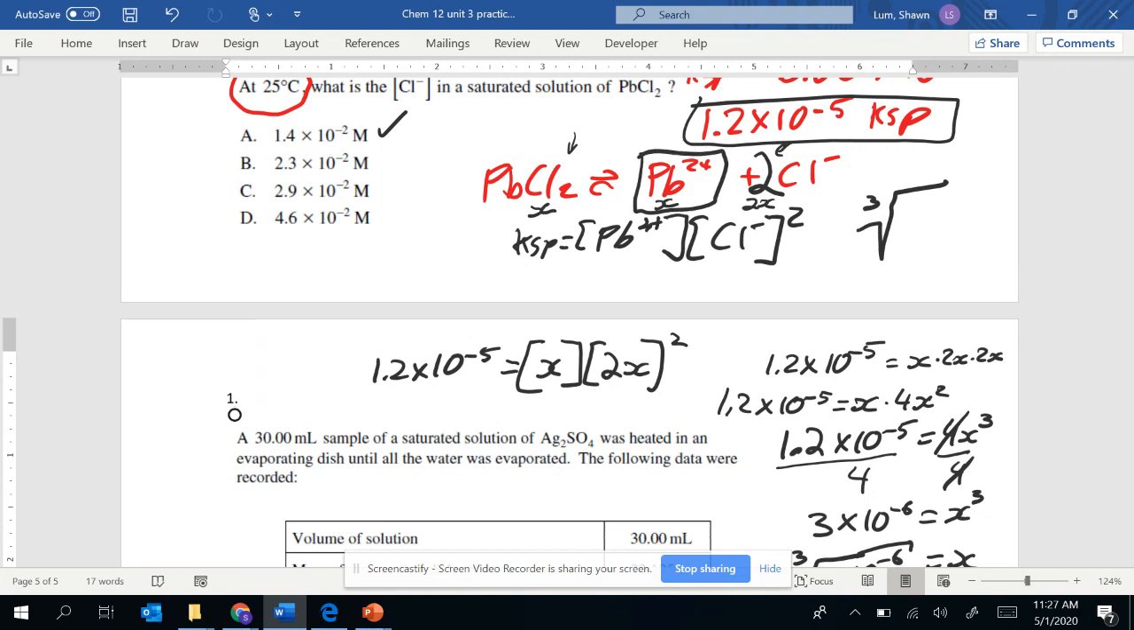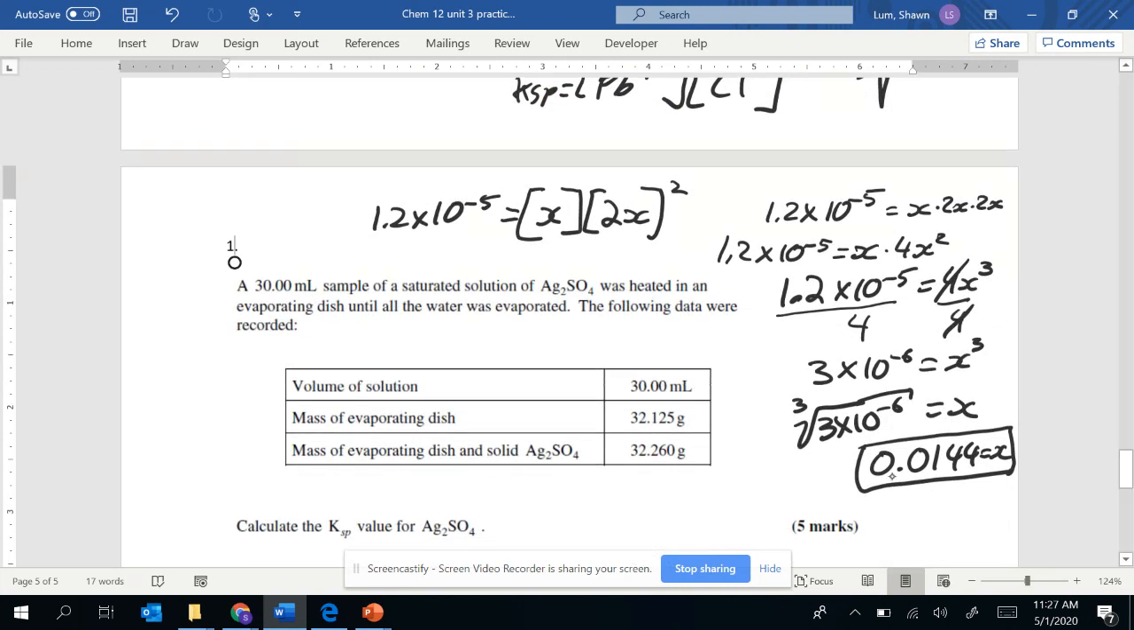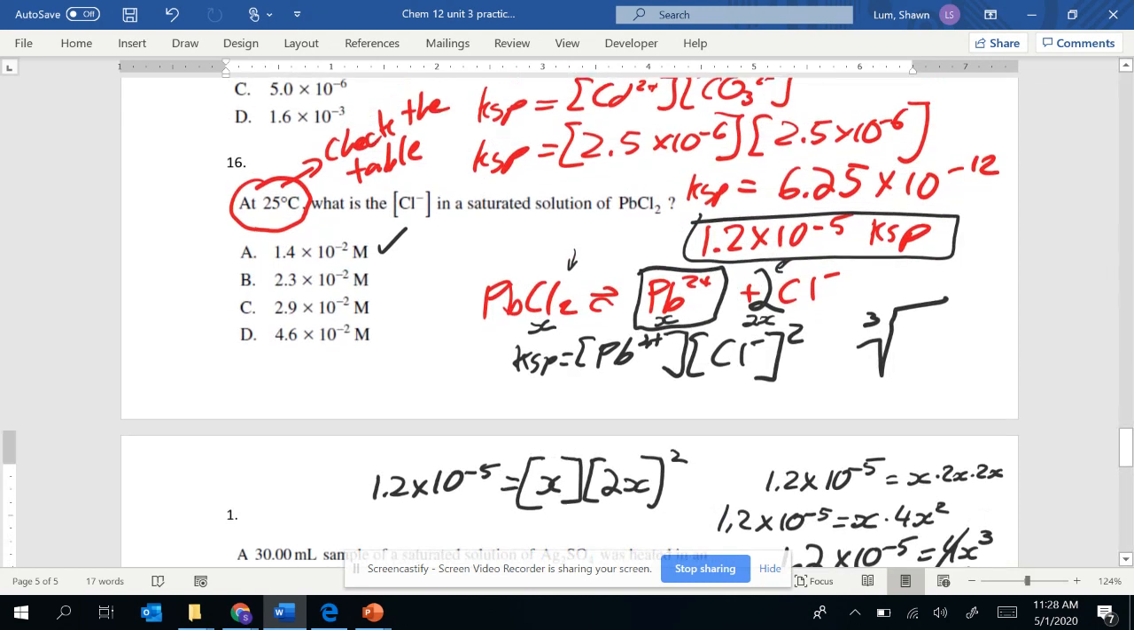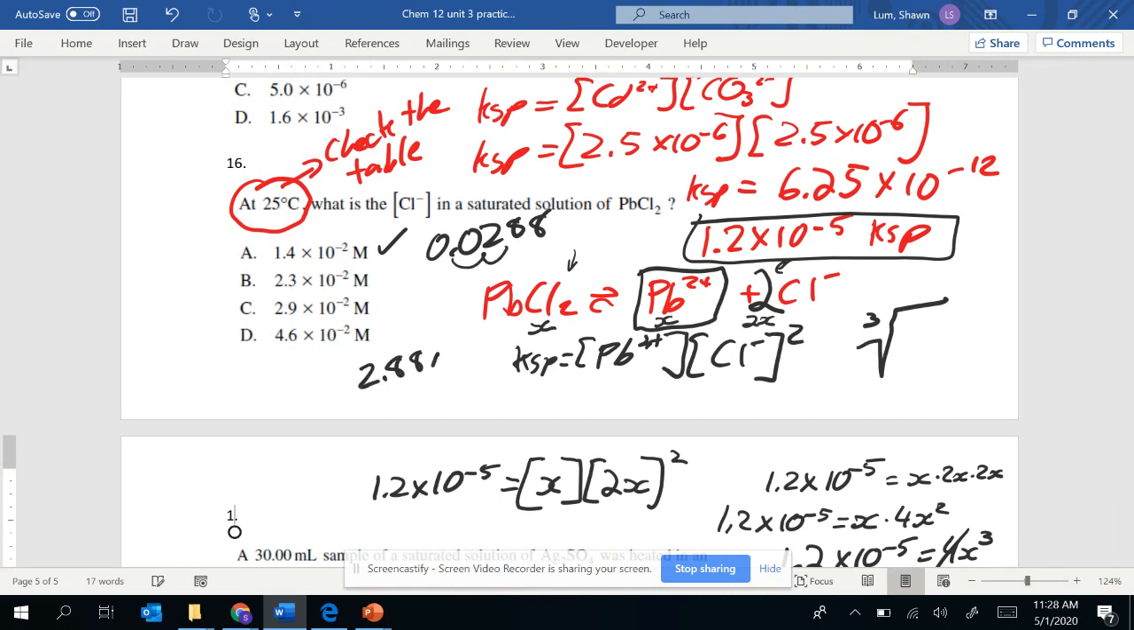Okay. In other words, that's the concentration of Pb. The concentration of chlorine is 2x. So I need to take this 0.0144 right here and times that by 2 because it's twice as much. Okay, and I get the answer 0.0288. That's my answer. 0.0288. If I put that in scientific notation, move the decimal over 2 spots, it'll be 2.88 times 10 to the negative 2, or in other words, 2.9.